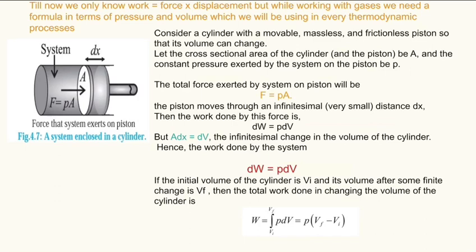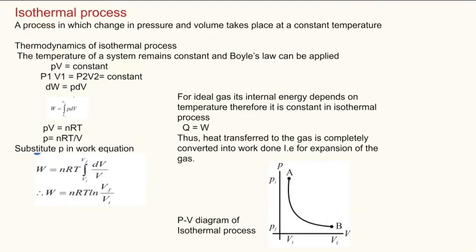Now work done under an isothermal process. In an isothermal process, temperature remains constant. If temperature remains constant, we can apply Boyle's law, that is PV is equal to constant. That is, initial pressure and initial volume is equal to final pressure into final volume. That is P1 V1 is equal to P2 V2, a constant. dW is P dV, and I have already told you this is a very important equation. If you want to find the complete work done by the system, that is W is equal to the integration of dW. We have just substituted the dW value in this equation, P dV.